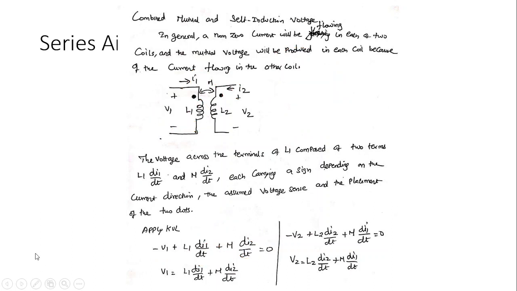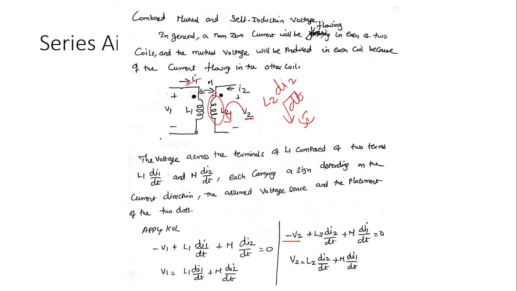For loop 2, I need to consider the current direction of I2, which is anti-clockwise. So it will be entering negative and leaving positive for V2. So minus V2 is written, and there will be a self-induced voltage across this, that will be written as L2 dI2 by dt. That will be written in positive because for self-induced I will be assuming the polarity, so no issues there. But for mutually induced voltage, the polarity cannot be assumed by us. That will be based on the dots mentioned, and that will be based on the current I1 here.